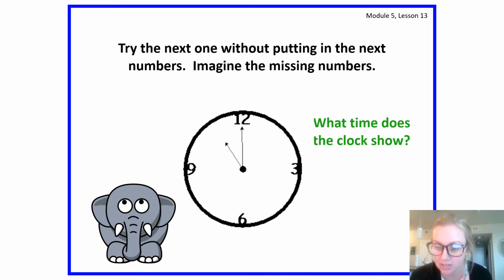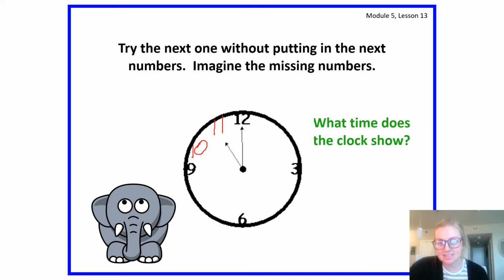Try the next one without putting in the numbers. So this time you're going to use your imagination and find the time. You have 10 seconds to figure out what time this clock shows. 10, 9, 8, 7, 6, 5, 4, 3, 2, 1. The time that I see could be 10 o'clock, but it could be 11 o'clock. Let me write in the numbers and see if you were right.